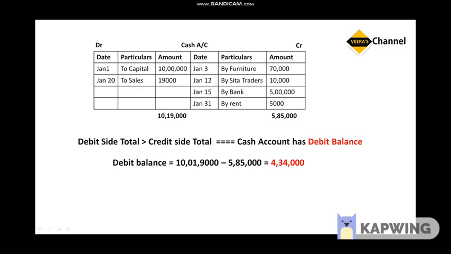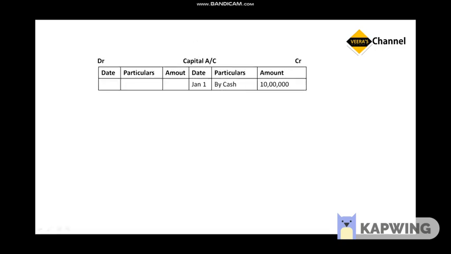Now, in accounting terms, we could say that this cash account is having a debit balance of 4,34,000. Now, here we are taking the capital account from Sandhya's business from our previous class. Here, if you see, we don't have transactions on debit side. So, the total on debit side can be considered as 0. And obviously, the total on credit side is 10 lakhs.